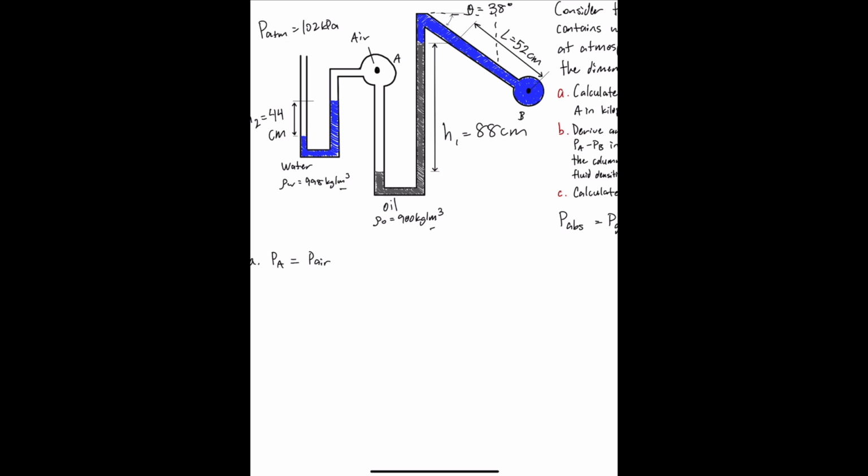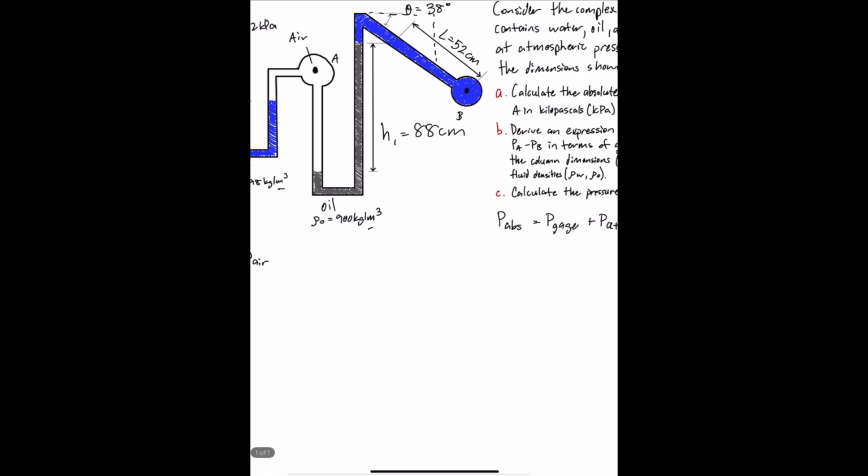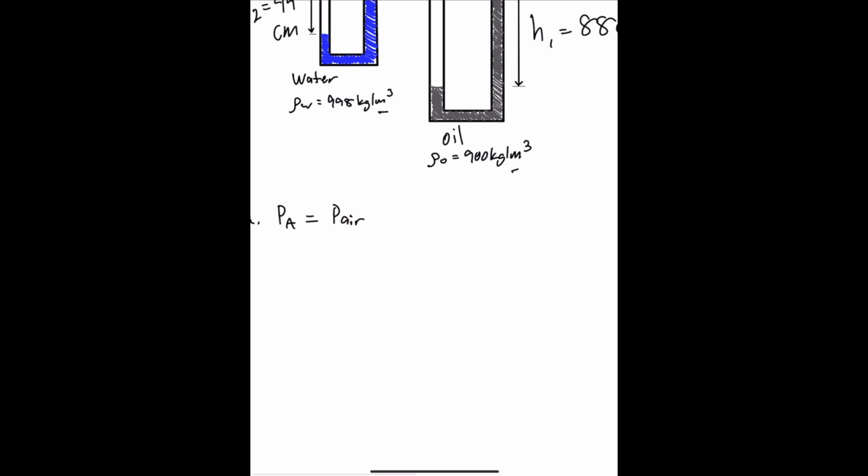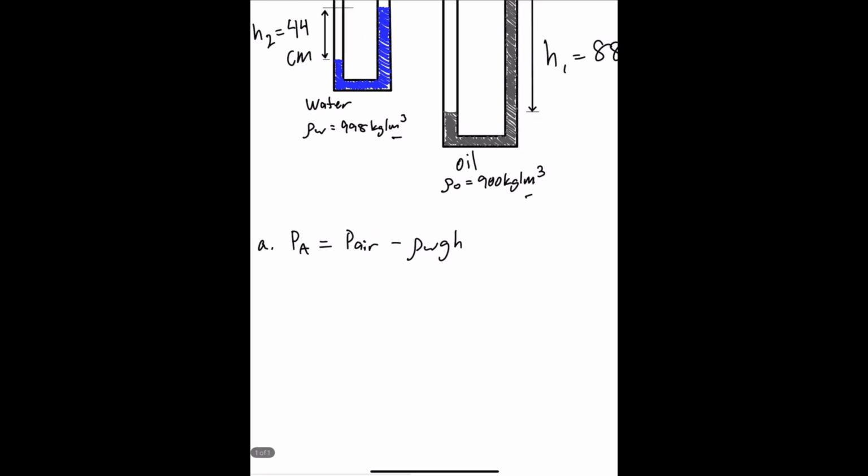So now we have a fluid, and using the relation for pressure of a fluid, we know that the pressure of a fluid is going to be rho of the fluid times g, which is gravitational acceleration, times the height difference of the fluid. So in this case, this should be P air minus rho water g h, and in this case we're told that it is H2.